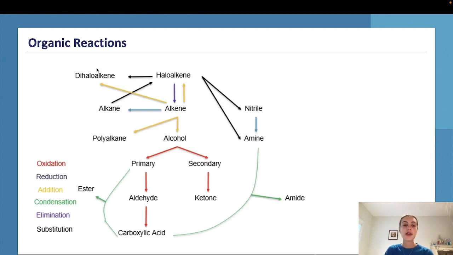This is taken directly from the syllabus, and it is a summary of all of the organic reactions. I would recommend drawing this out, making your own version of it to show a summary of how all these different reactions connect, and to help you memorize them, because you won't have a copy of this for the exam.